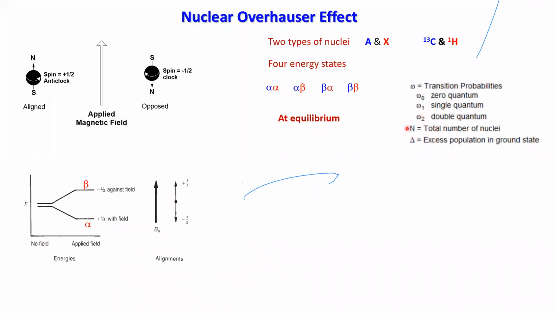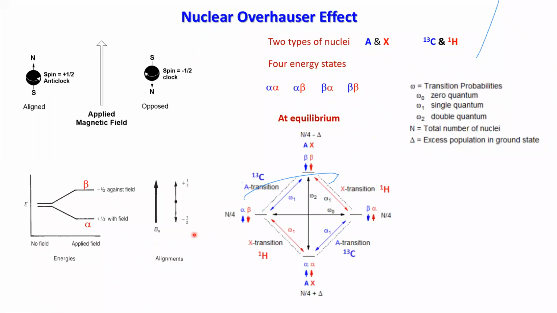Now, the overall number of nuclei I am taking as n, so total number of nuclei is n. And here del is the excess population in the ground state, because the ground state will always have the excess population in the Boltzmann distribution, at equilibrium, at room temperature.